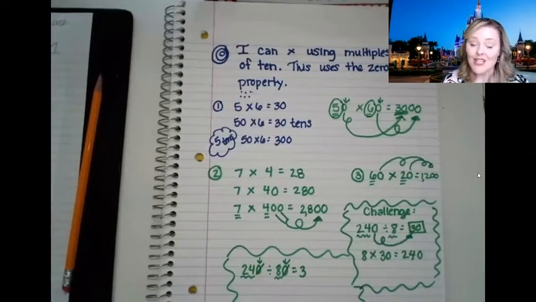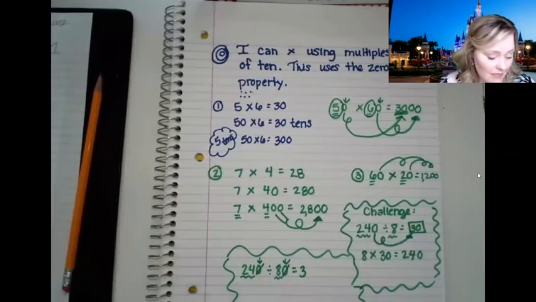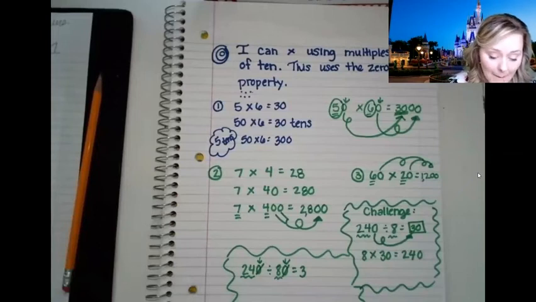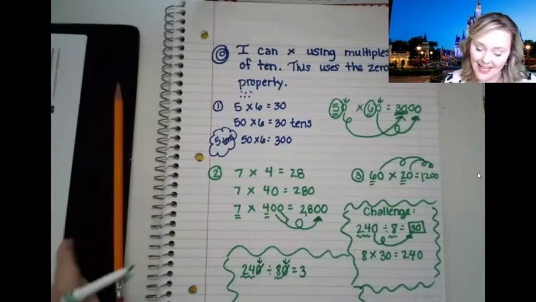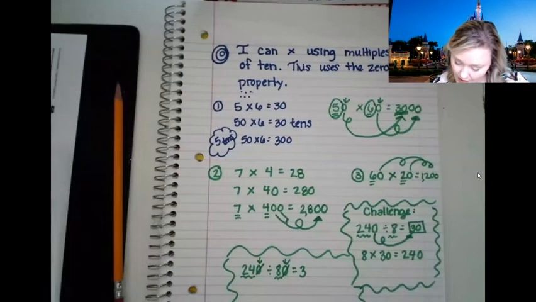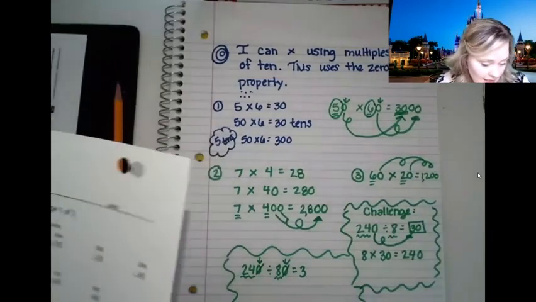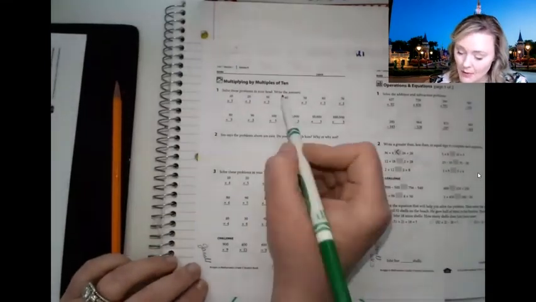All right, friends. So today you are working on this strategy. You're going to be grabbing your packet and finding page 231. I'm going to show you what it looks like. 231. This will be the page that you will work on today, and you can see it's right here. It's multiplying by multiples of 10.